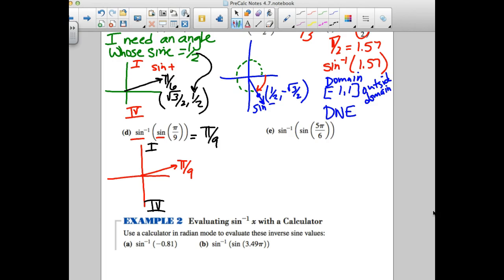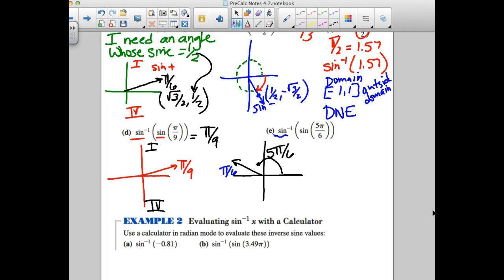For question E, if you think about where 5 pi over 6 is located, that would be over here in quadrant 2. That means we have a reference angle here of pi over 6. We're that much short of being at a full pi. So now it's saying take the inverse sine of the sine of that angle. They should cancel each other out. However, we are not allowed to be in quadrant 2. We have to be in quadrants 1 or 4 for inverse sine.